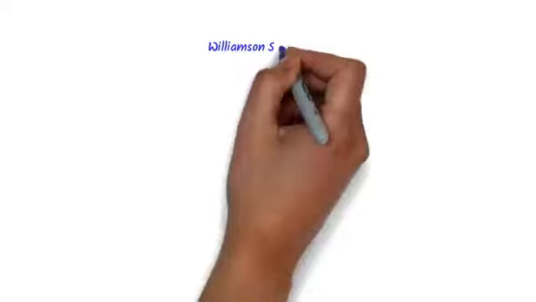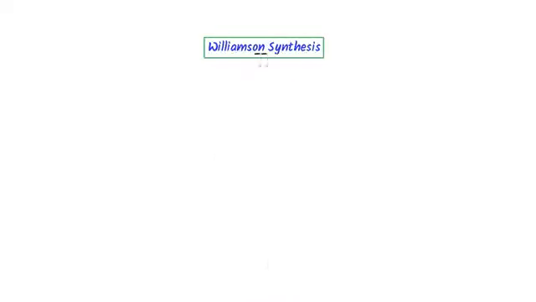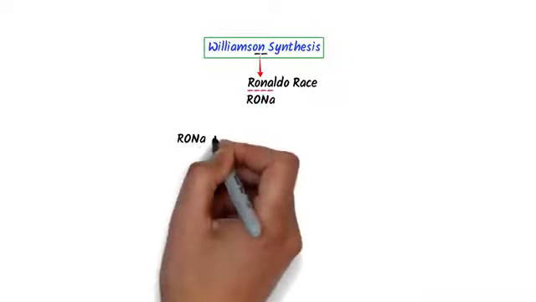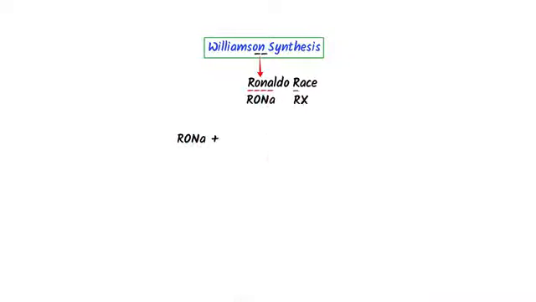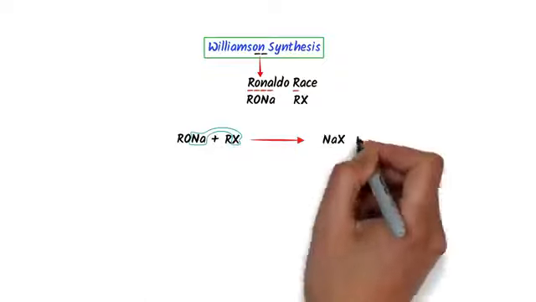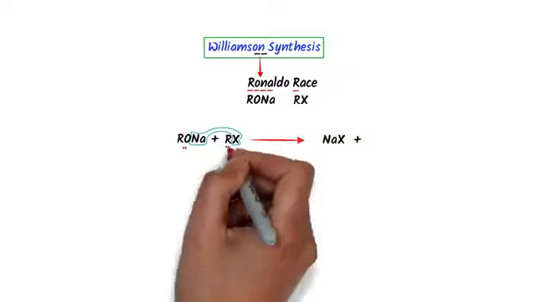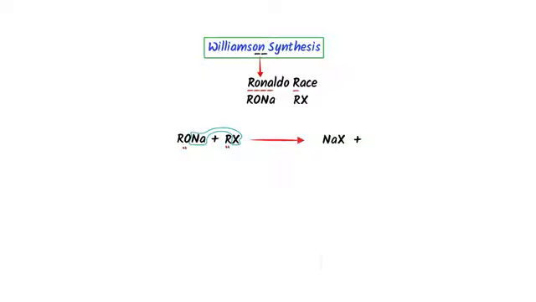Now let me teach you Williamson synthesis. This ON in Williamson reminds me Ronaldo rays. This RONA is sodium alkoxide. This R in rays stands for RX alkyl halide. These are the reactants of this reaction. Now sodium being positive will attack on halogen. We get sodium halide. This RO and this R combine together to form ether. So this is the Williamson synthesis reaction.